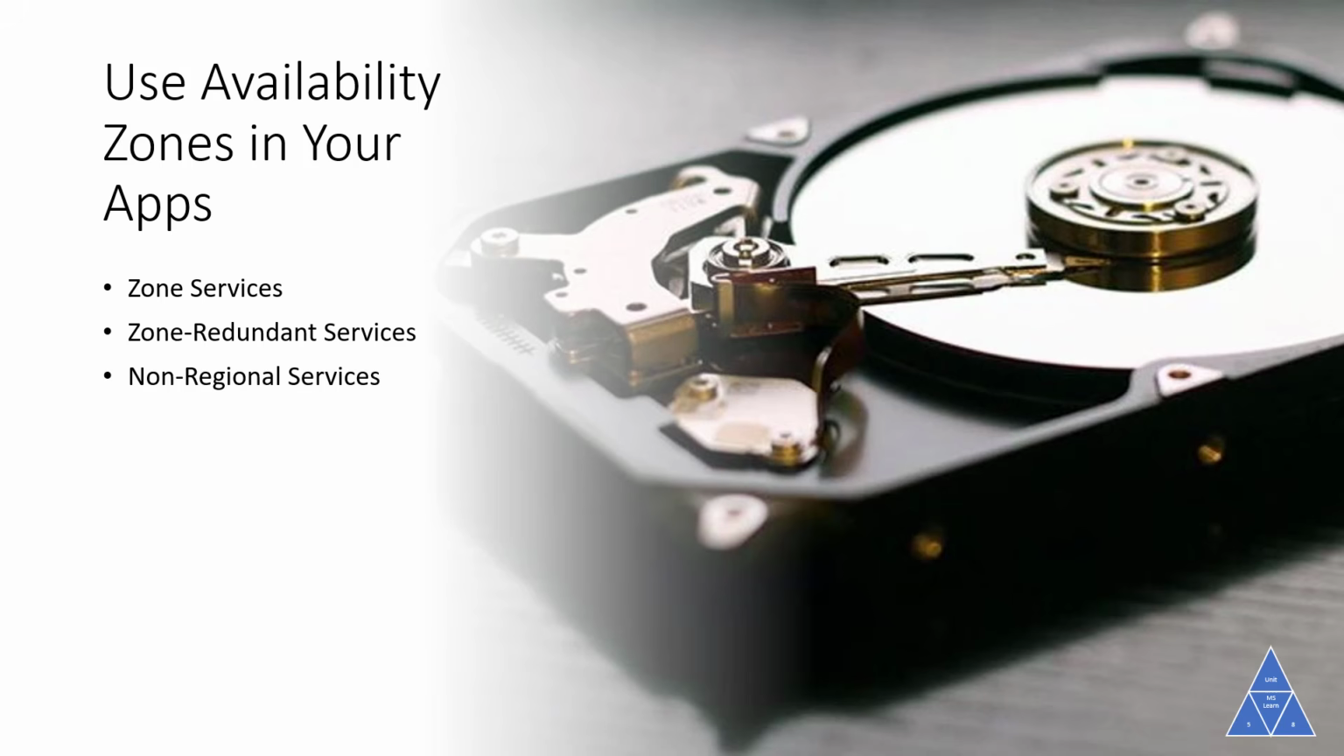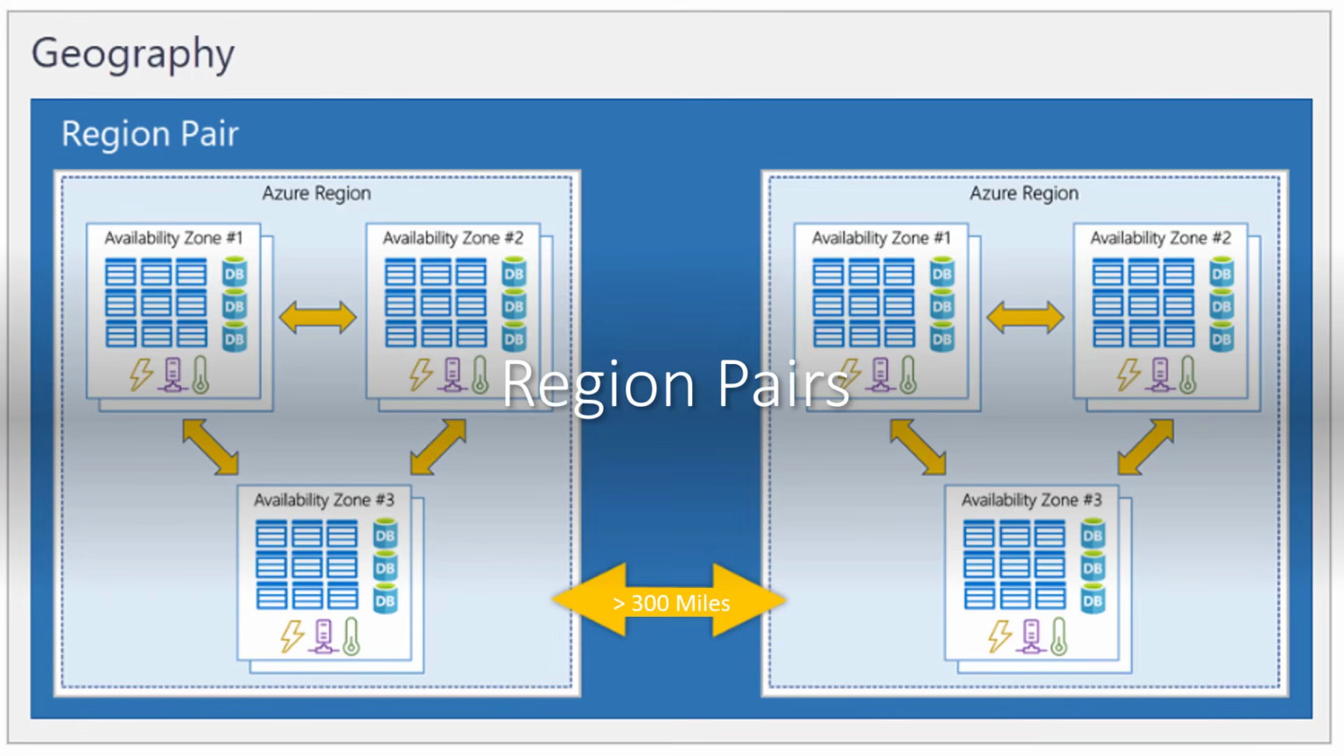Even with the additional resiliency that availability zones provide, it's possible that an event could be so large that it impacts multiple availability zones in a single region. To provide even further resilience, Azure has region pairs. Most Azure regions are paired with another region within the same geography, such as US, Europe, or Asia. These region pairs are at least 300 miles away.